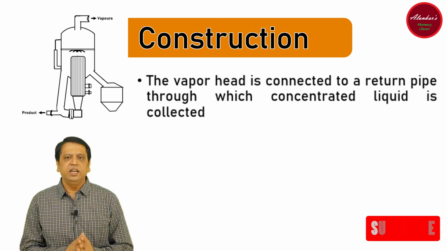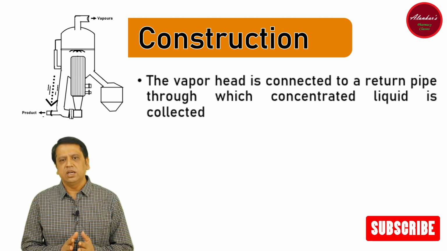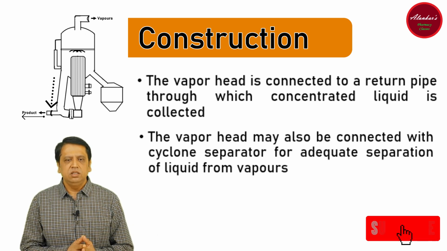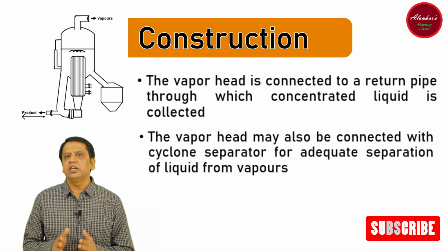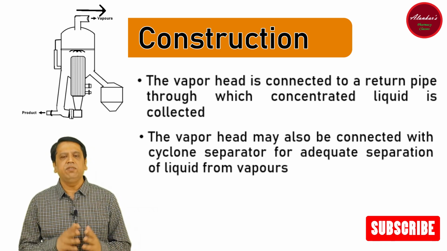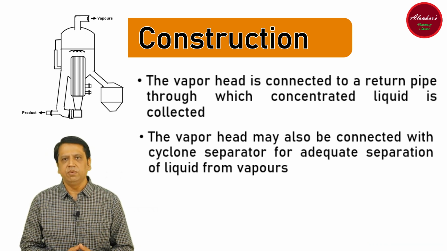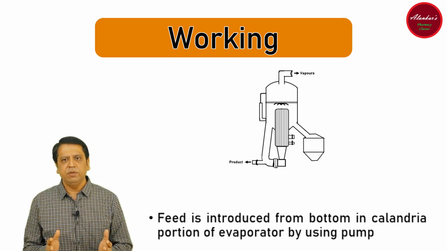The vapor head is connected to a return pipe through which concentrated liquid is collected. The vapor head may also be connected with cyclone separator for adequate separation of liquid from vapors. Now the next segment is working.